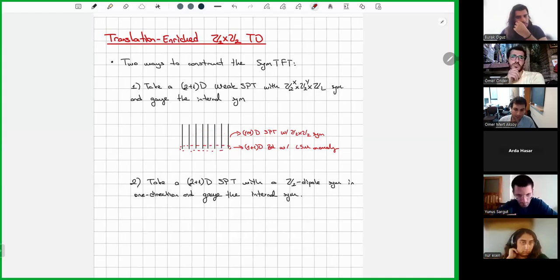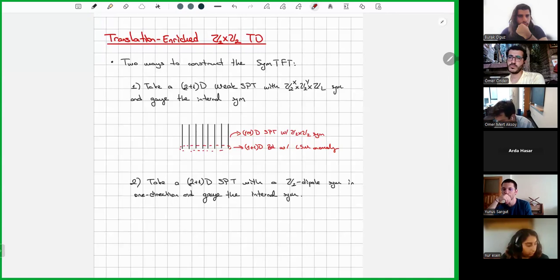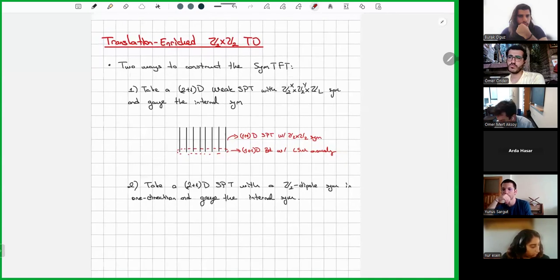On the other hand, I can do the other way around. I know that the LSM is related to dipole by gauging. So I can have some sort of dipolar SPT, some SPT with a certain dipole-like symmetry, and gauge that symmetry. And I'll not show it, but indeed, these two give you exactly the same answer. That already suggests this duality between Z2 times Z2 symmetry with LSM anomaly and the dipole symmetry. I'll just give you the result.